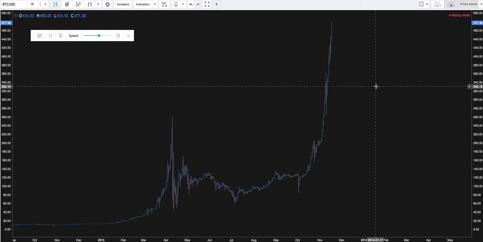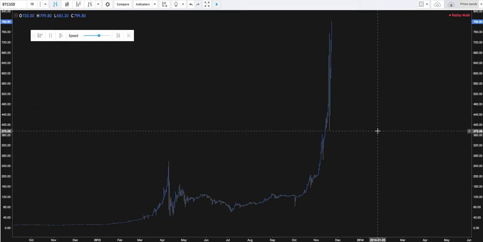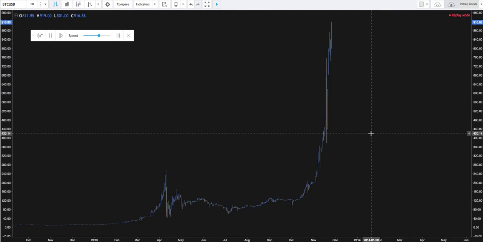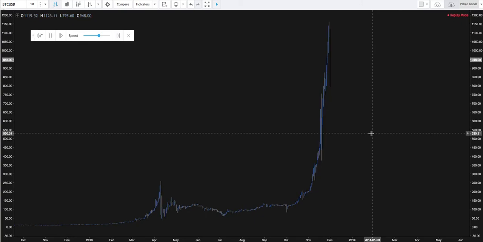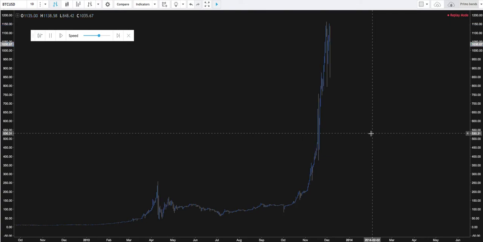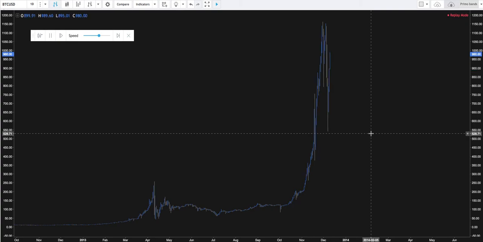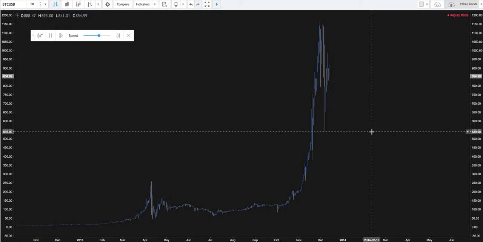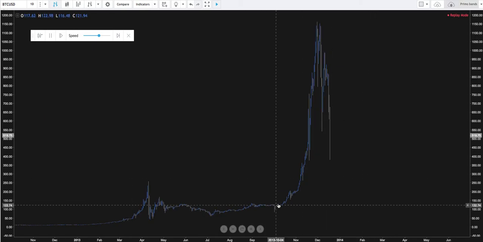400, 477, 700. Then we dropped back down. Now, every bar is 1 day. So you can see these are really, really huge swings. All the way up to 1200. Now look what happens when it hits 1200. A lot of volatility, and then boom, starts to come back down to 500. So more than a 50% retrace. So that's example number two, where the price goes vertical.